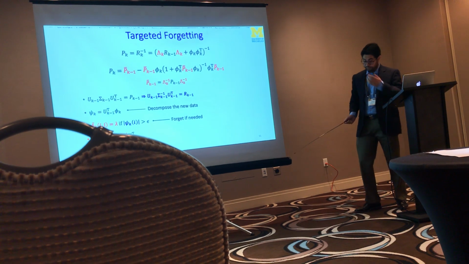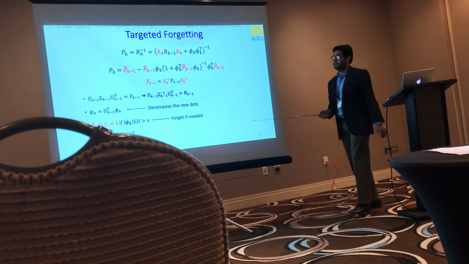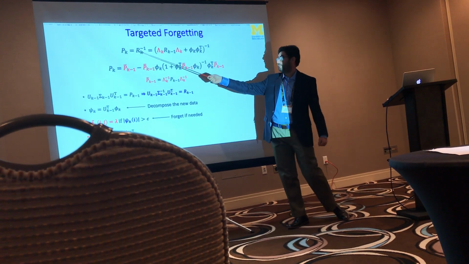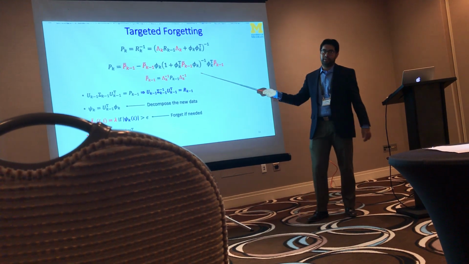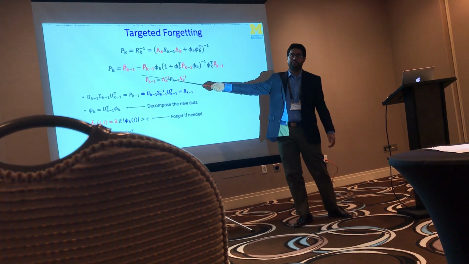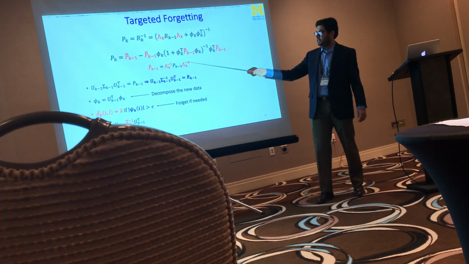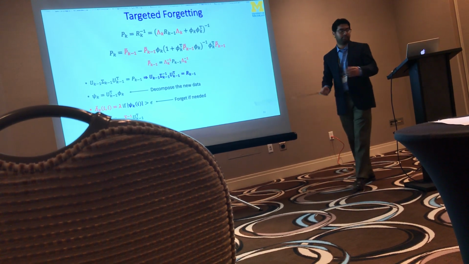So the equations end up looking very much like the standard forgetting. P_k is just defined to be the inverse of R_k, and I use the matrix inversion lemma to get a very similar looking equation, but instead of P_{k-1}, I have P_{k-1} bar, and P_{k-1} bar is defined as this guy, where lambda_k can be computed using these steps. It's just simple algebra.